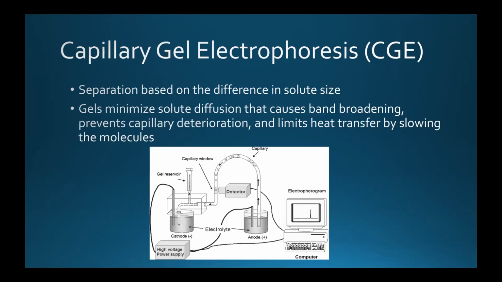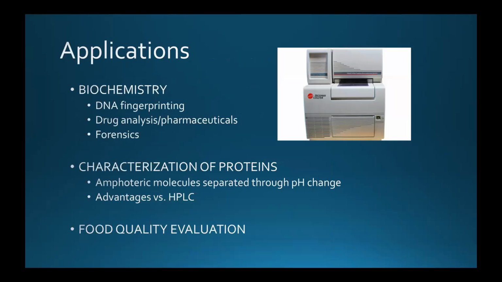Gels minimize solute diffusion that causes band broadening in other techniques, and they limit heat transfer between the molecules, which keeps the temperature stable, which, as I said, was so important to the system. So these are some applications. This is what it would look like in a lab. This is a Beckman-Coulter model.